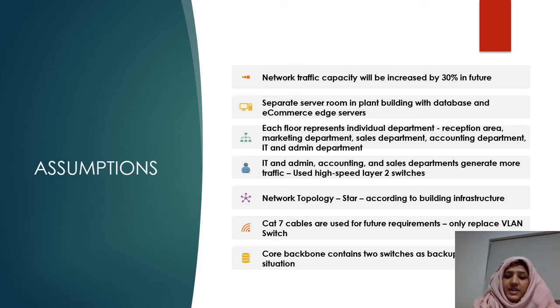In the office building, you can see that I have used Cat7 cables, so that in future, if the company is growing and network users are increasing, then they don't need to change the whole cable circuits. They can only replace the VLAN switches, and that will be enough for them to implement the new network requirement. Lastly, in the plant building, I have utilized two layer 3 switches as a core backbone, because if in future any of the switches fails, there will be a huge loss for this organization. So as a backup switch, I utilized one switch, and if anything goes wrong, then they can use the other one.